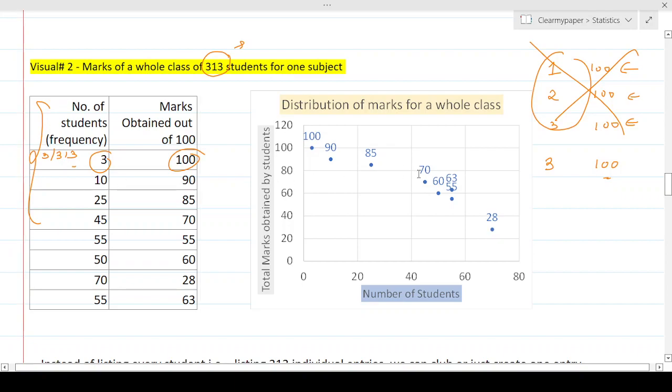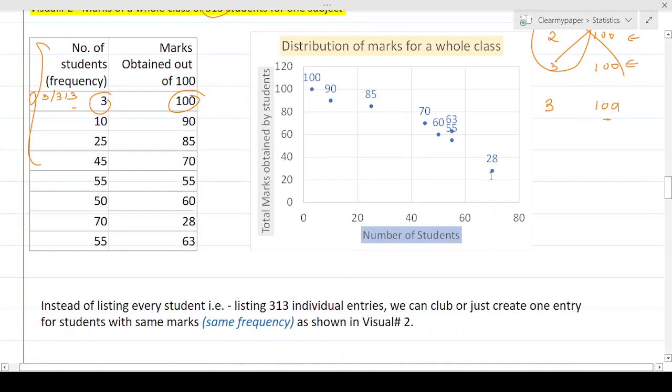Anyway, the reason we do this is we don't have to enter too many rows, so it's a very compact form of representation. And again, it was the same question. Like if you see here, I've just put the same thing that I've explained. Instead of listing every student, we are just creating one entry for the students with the same marks. And this count of students is nothing but the frequency. Again, jargon here. We have been using this in the previous example also: frequency.